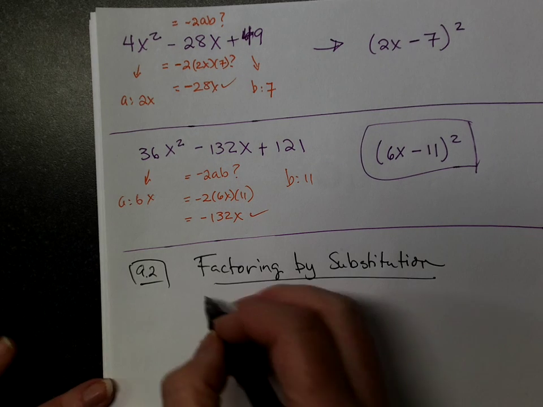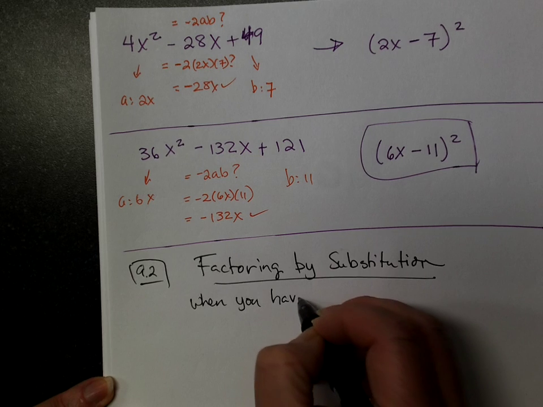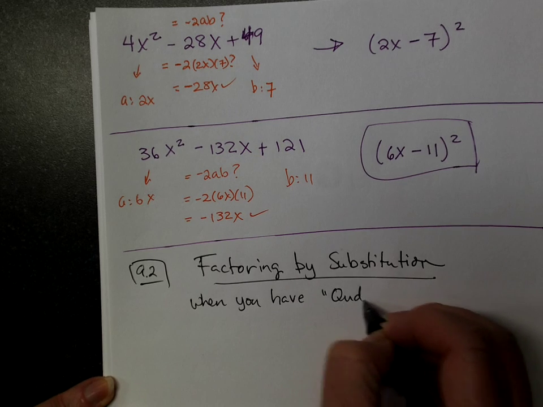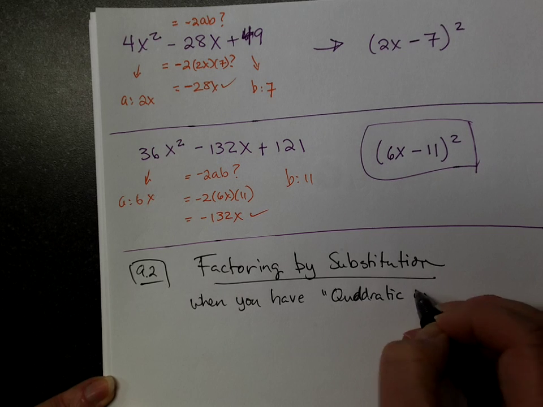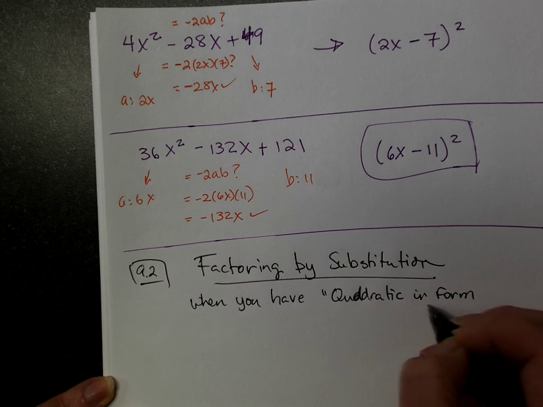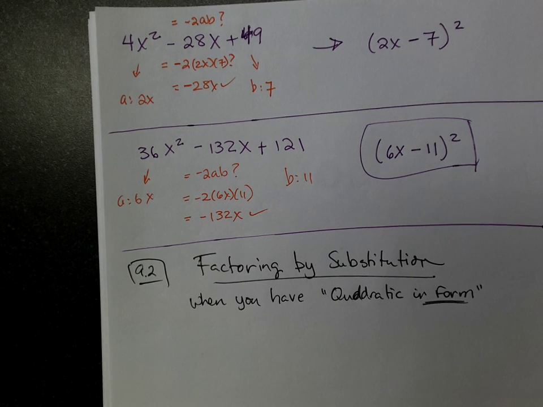So this is when you have what's called quadratic in form. It's not actually a quadratic, but if it's quadratic in form, then you can go ahead and crunch the numbers the same way you would a quadratic, and you can factor it that way. Okay? If it's not quadratic in form, then you can't use this method. So when you have quadratic in form, you will use substitution.